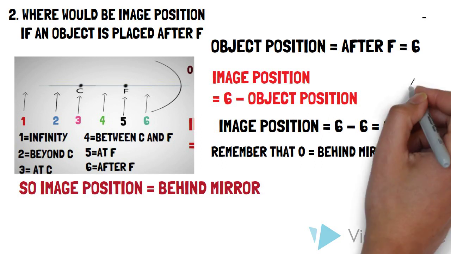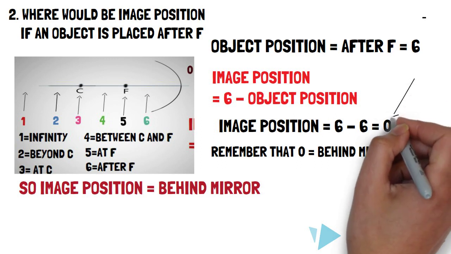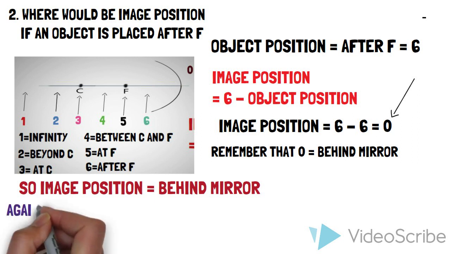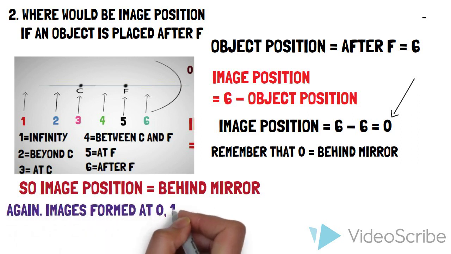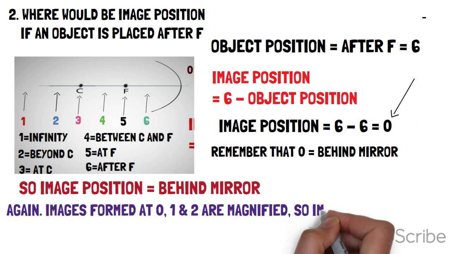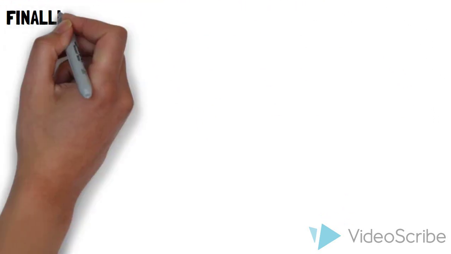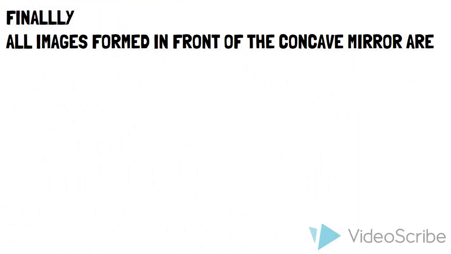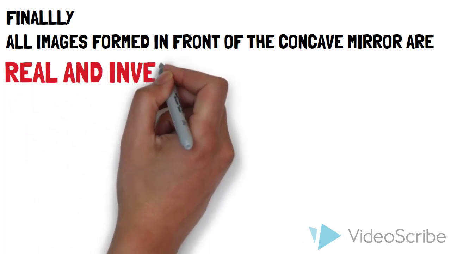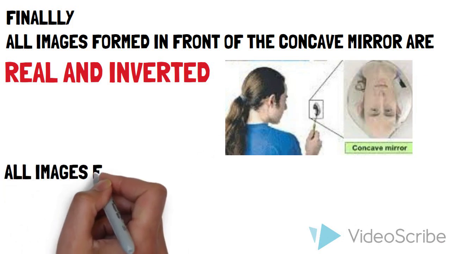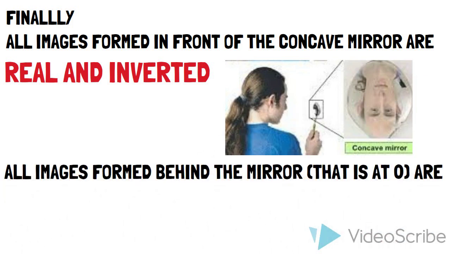For the next question, we said our image formed at 0, which is behind the mirror. 0 is a small number and so corresponds to a large sized image. So this will mean that the image is magnified. And finally, all images formed in front of the concave mirror are real and inverted, while all images formed behind the mirror, that is at point 0, are virtual and erect.